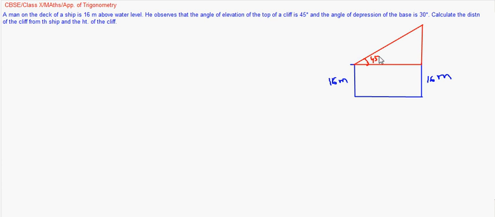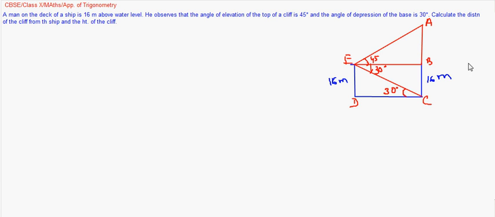This is the cliff. Maybe I name AB as the cliff. A, B, C. This might be given D. This might be given E. And the angle of depression of the base is 30 degrees. If I draw the angle of depression from this man to the base, it will be this. That means this is given to be 30, that is the angle of depression. I hope you know and are clear with the angle of depression and elevation.